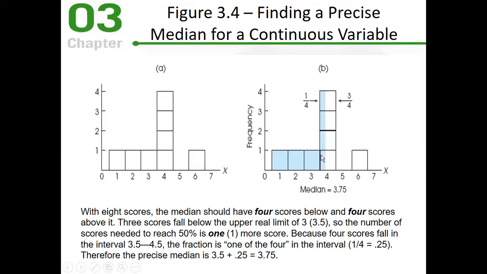So sometimes calculating the median can be a little bit more complex when you're working with continuous variables. Just be aware of this. I'm unlikely to ask you questions about this, but if you're running statistical analyses using computerized software, you really don't have to worry about this.